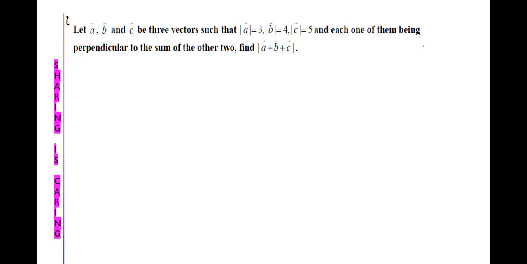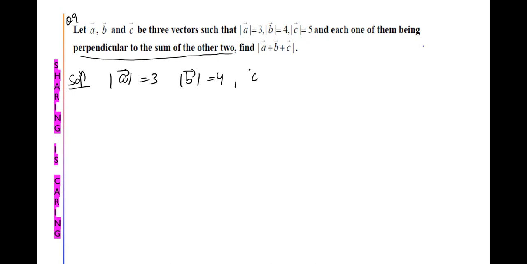Okay, next question is question number 9. Let A, B, C be three vectors such that magnitude of A is 3, magnitude of B is 4 and magnitude of C is 5, and each one of them is perpendicular to the sum of the other two. Find magnitude of A plus B plus C. This is also a very interesting question. So you are given the magnitudes: magnitude of A is 3, magnitude of B is 4, magnitude of C is 5.